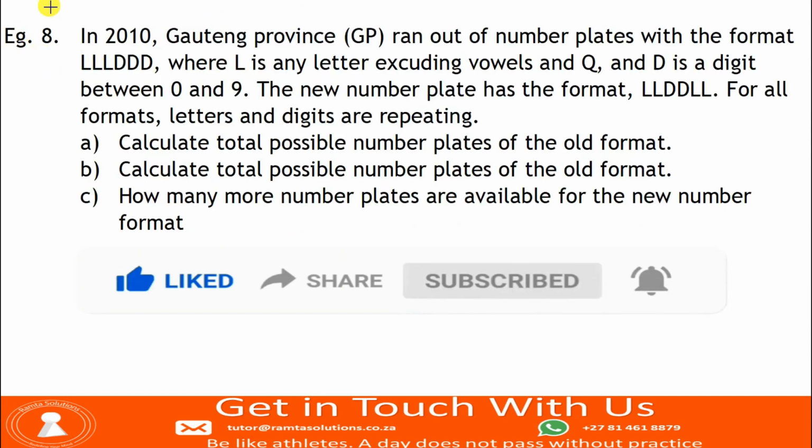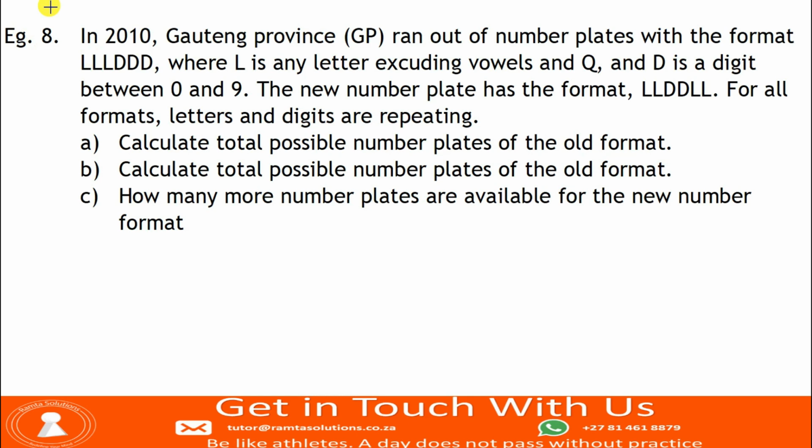Question 8 says, in 2010, Gauteng province ran out of number plates with the format LLDD, where L is any letter excluding vowels and Q, and D is a digit between 0 and 10. Now they say the new number plate has the format LLDDLL. For all formats, the old and the new, letters and digits are repeating. Now, let's look at how many letters we had in the old and the new.